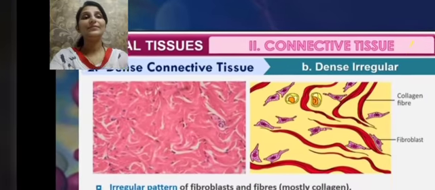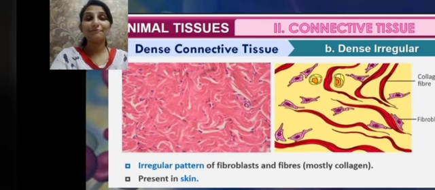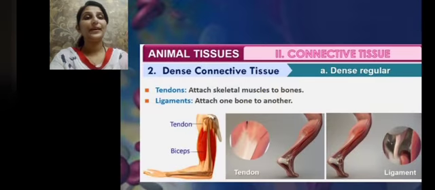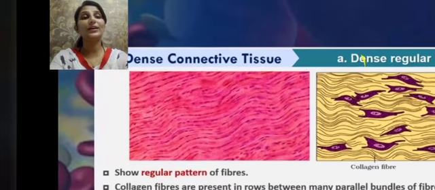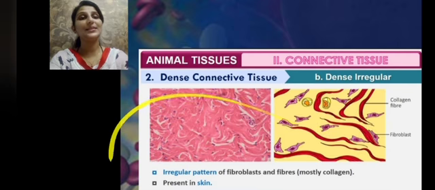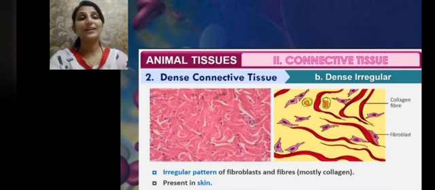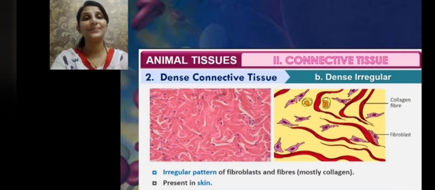The next type of dense connective tissue is dense irregular connective tissue, in which the fibroblasts and fibers are mostly made up of collagen fibers, not elastin fibers. They have collagen fibers arranged in an irregular pattern. In the last type, dense regular connective tissue, the fibers are arranged in a regular pattern, whereas in dense irregular connective tissue, the fibers and fibroblasts are packed in an irregular pattern, and this type of connective tissue is present in the skin.